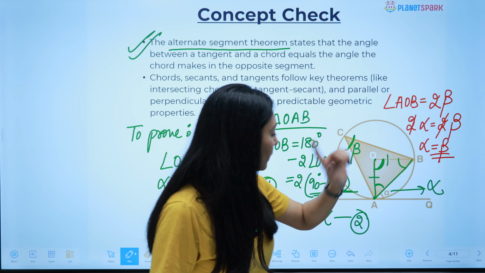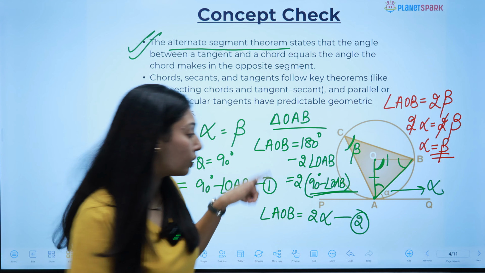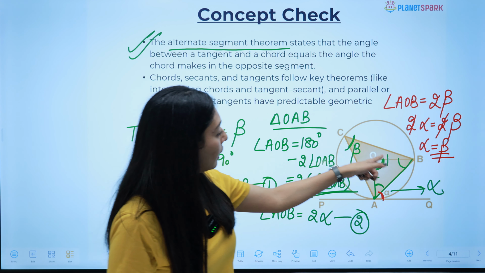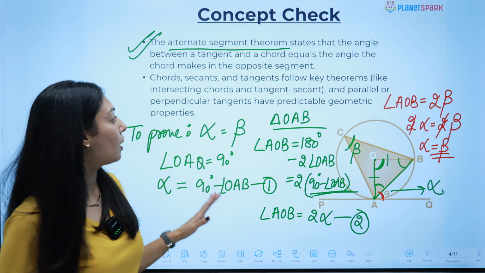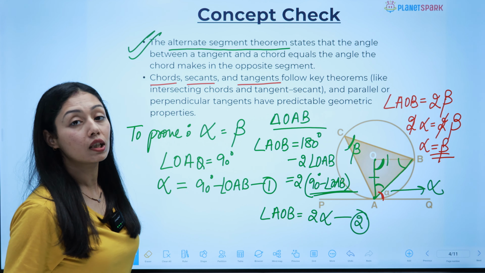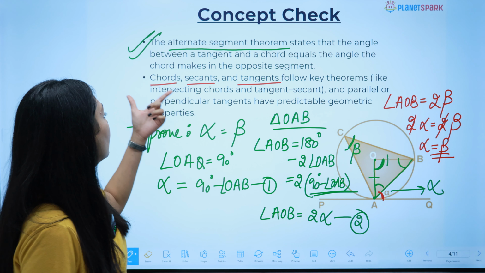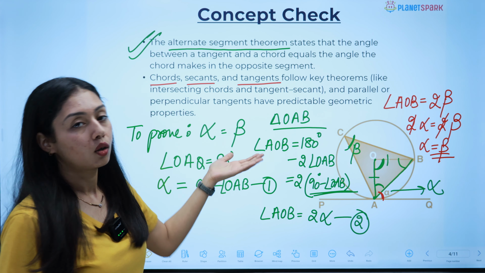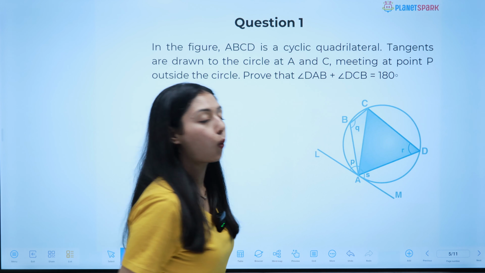Okay. So always remember that when we have a chord and a tangent, and between them we have an angle, that will be equal to the angle subtended by the same chord in the alternate segment, right? So angle alpha and beta are equal. Clear everybody? Okay then. Next, chords, secants, tangents, they follow key theorems. All the theorems that we did there, right? We can use all of those here, like intersecting chords and tangent and secant there, parallel or perpendicular tangents, yes, all these properties that we know. So now let's use these properties in solving questions.